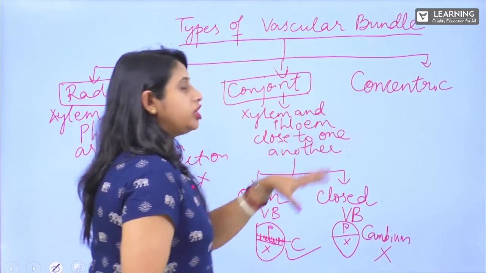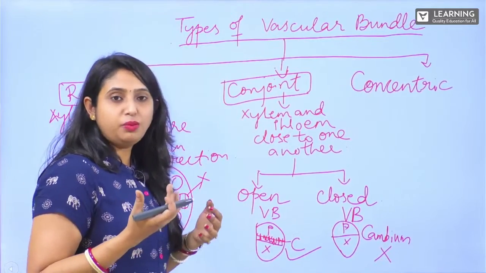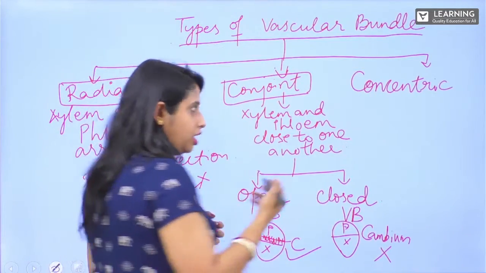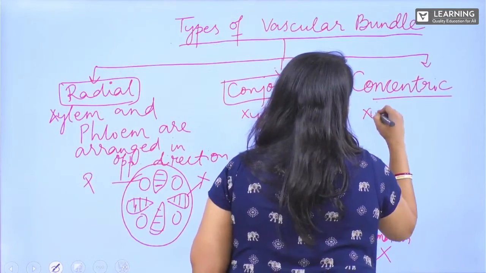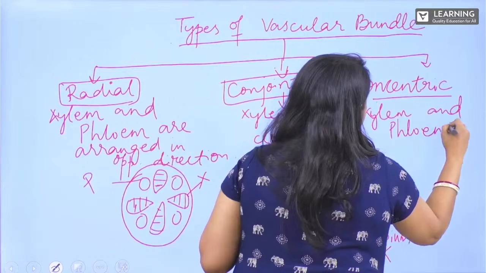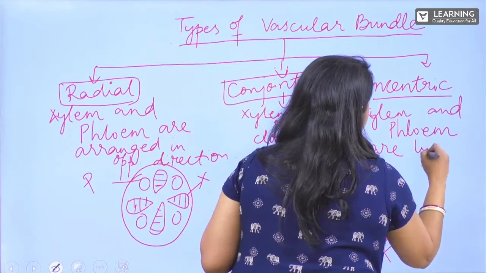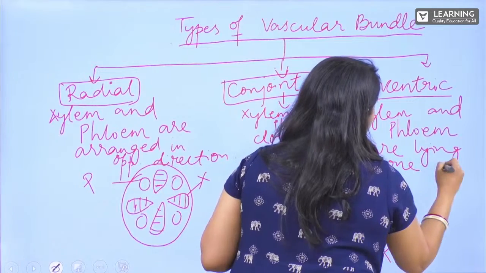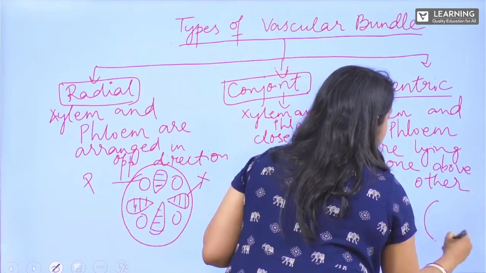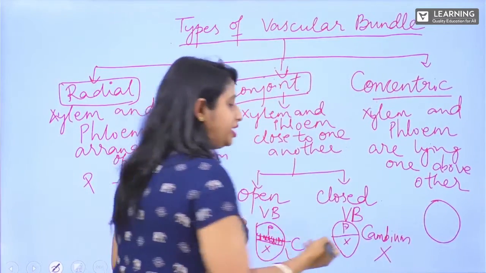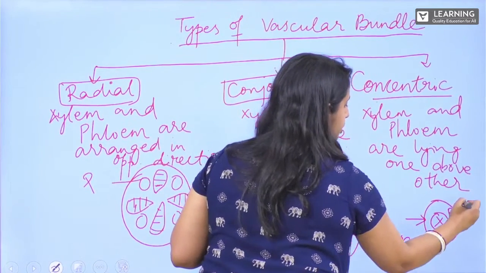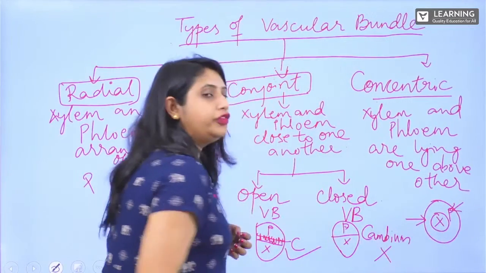So concentric means that the vascular bundles are lying one above the other. So the xylem and phloem are lying one above the other. If this is a phloem, inside this will be your xylem. All right. So if this is a xylem, on top of it will be your phloem.